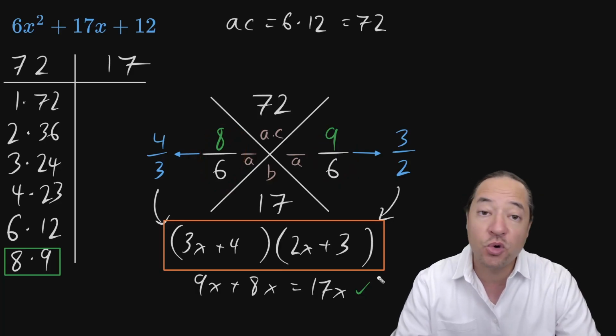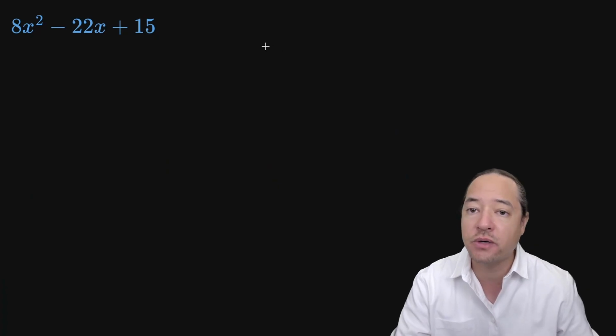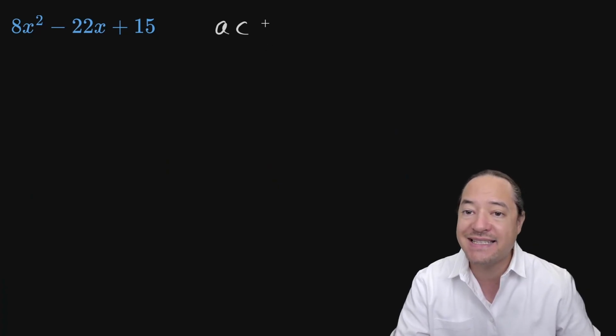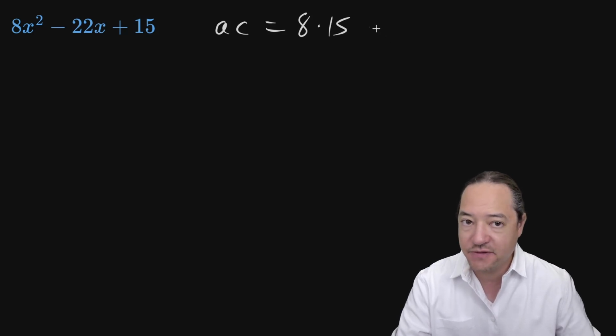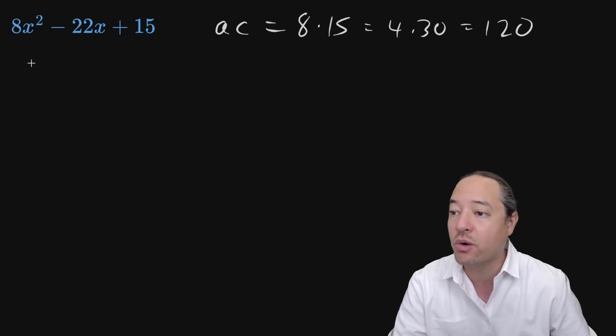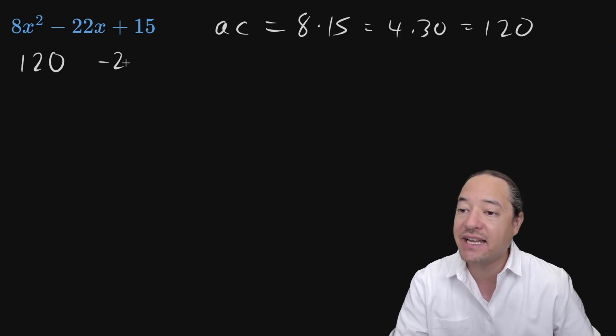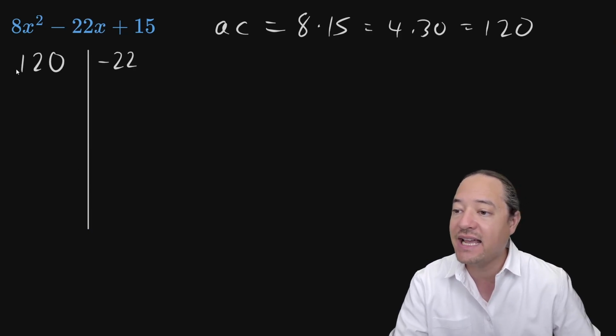Let's look at one more method that we can use. Just as before, we're going to figure out what 8AC is. That's going to be 8 times 15. And 8 times 15 is the same as 4 times 2 times 15. And 2 times 15 is going to be 30, so 4 times 30 is going to be 120. Okay, so I need the factors of 120 that add up to negative 22. So we have a negative number here.